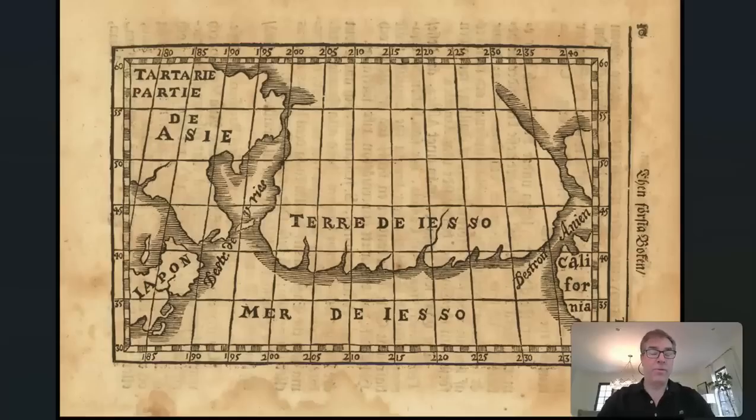And these are going to go from old to newer. This one being roughly in the late 1500s or early 1600s. And you can see here, Terra di Yeso, our land of Jesus. And you can see below it, the Sea of Jesus. You can see Japan on the bottom left and Tartary in the upper left, part of Tartary of Asia. And you can see on the other side, you can see California. You can see the border of the United States. And you can see the Strait of Anian right there.